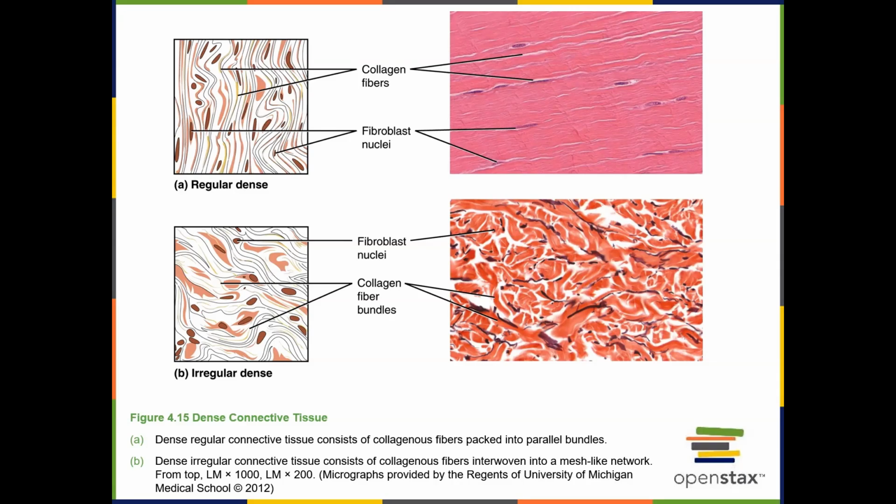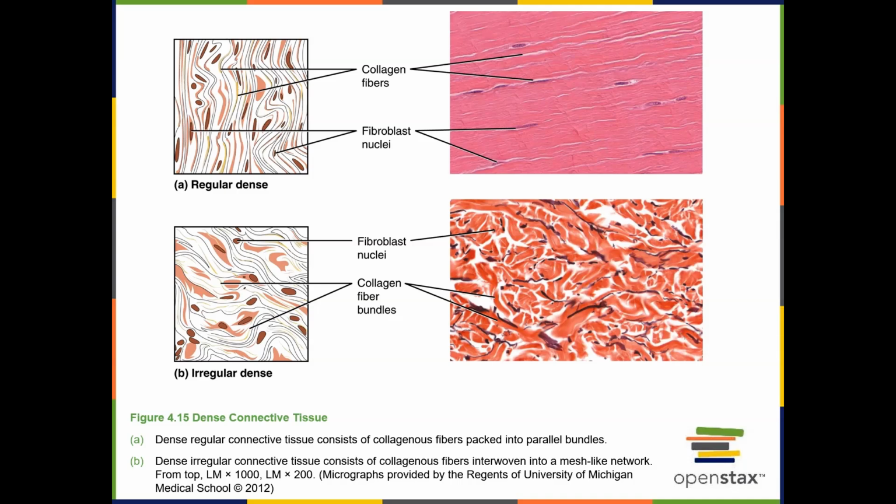So the distinctive feature of dense regular connective tissue is that all the bundles of collagen fiber are parallel, whereas dense irregular connective tissue has collagen fibers that are randomly arranged, bundles running a variety of different directions in order to resist multiple directions of stress.